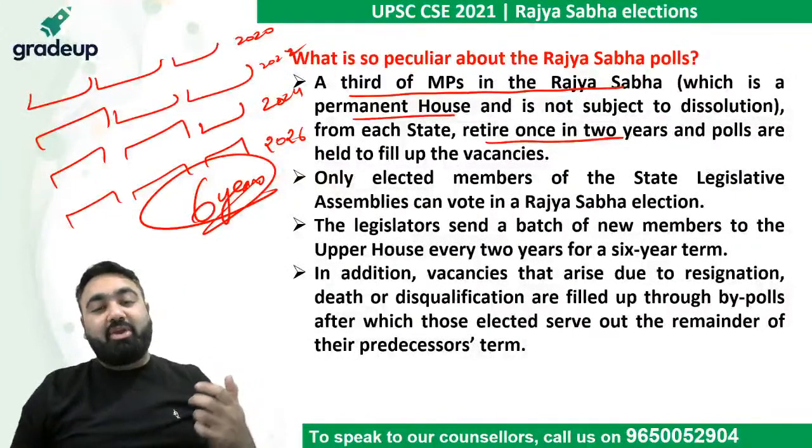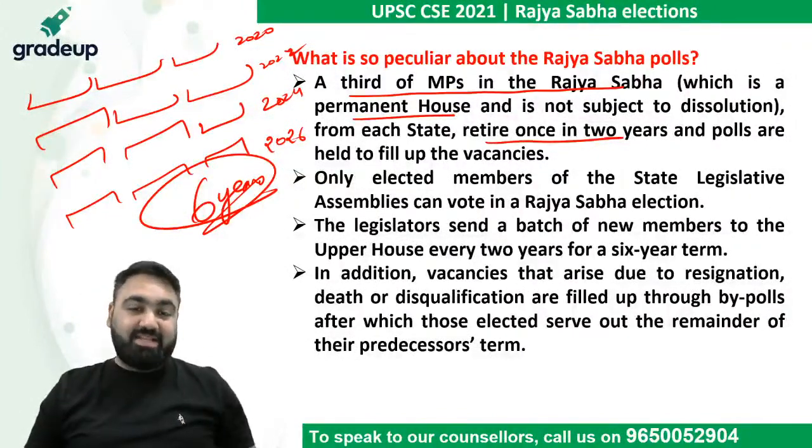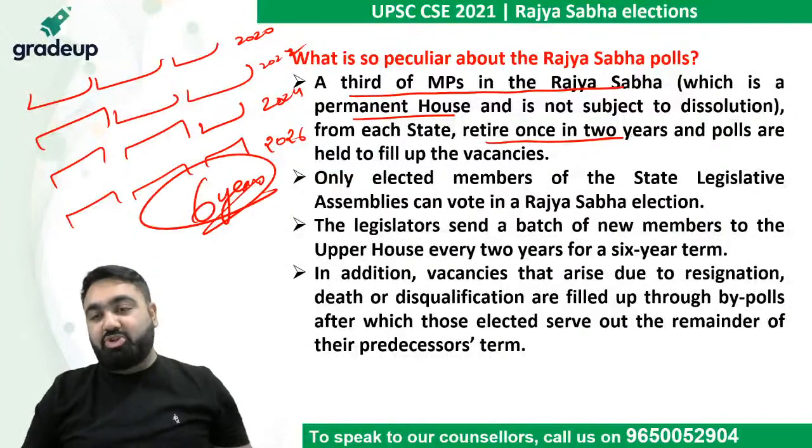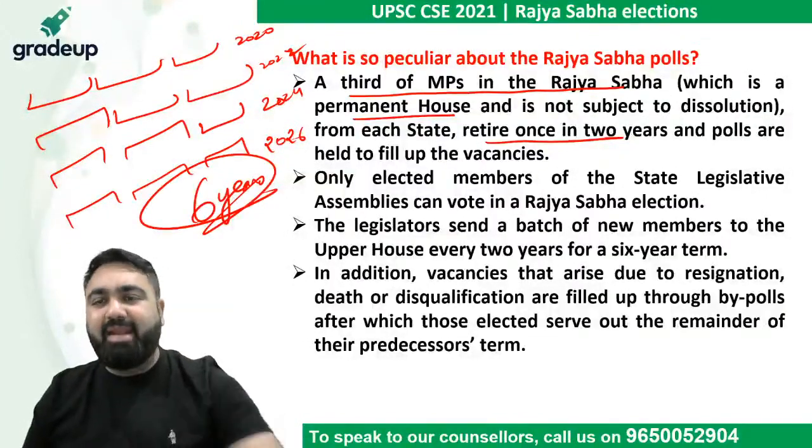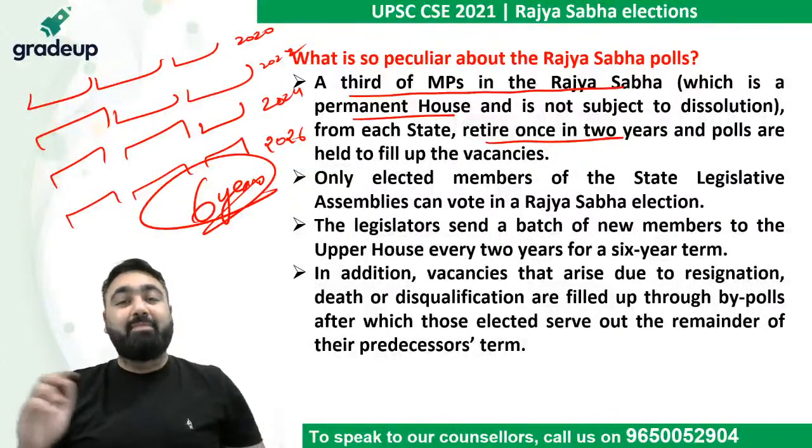Vacancies can also come because maybe people have resigned. Vacancies can also come, maybe people have been disqualified or because of the death of members of Rajya Sabha. There are many reasons because of which there can be vacancies.